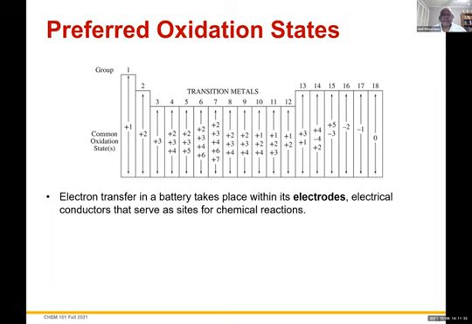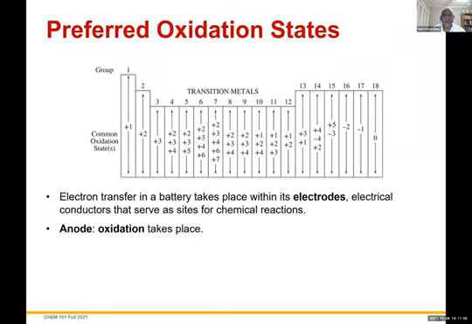Electron transfer in a battery takes place within its electrodes. Electrodes are the cathode and anode. Electrodes are the electrical conductors that serve as the site for the redox chemical reaction.